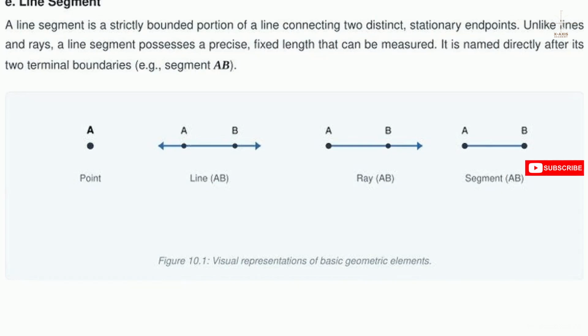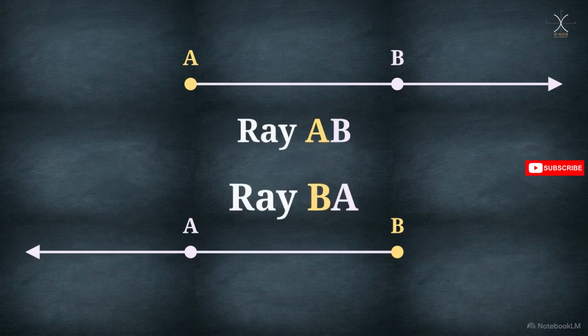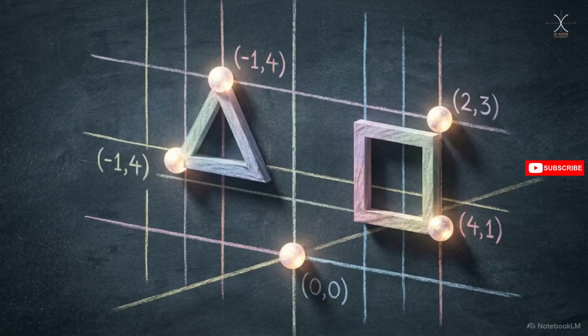On the far right, the line segment connects two fixed endpoints, giving it a measurable length. Next to it, the ray begins at origin A, but continues indefinitely through B, lacking a measurable end. To label a ray correctly, the origin must always be written first. This means ray AB is a different geometric entity than ray BA. Using these specific boundaries and labels is the first step towards accurately identifying objects within a mathematical space.